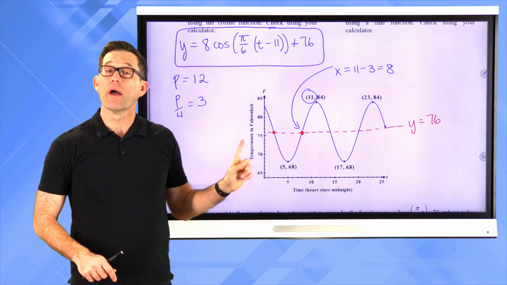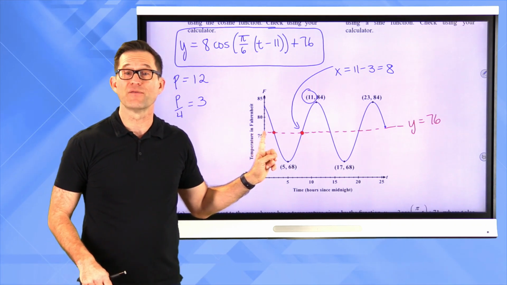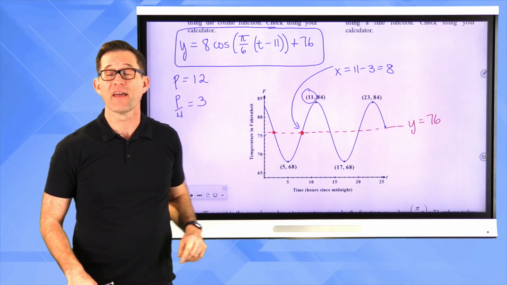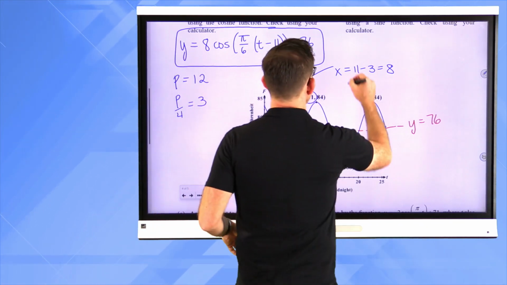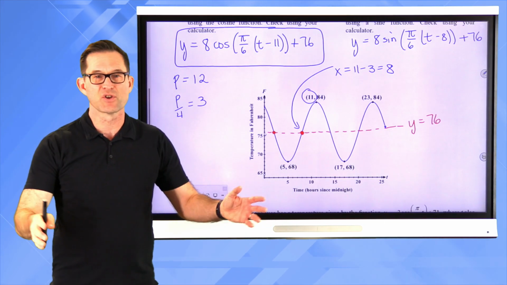Anyhow, so if I just want to shift the curve, which would have naturally started without a horizontal shift here, and I want to shift it all the way over to here, I will have to subtract 8, okay? In which case, I would have y equals 8 times the sine of pi over 6 times t minus 8 plus 76. 76, I say it, and then I write down 75. Very strange. But I love me some 75, right? It's such a nice number.